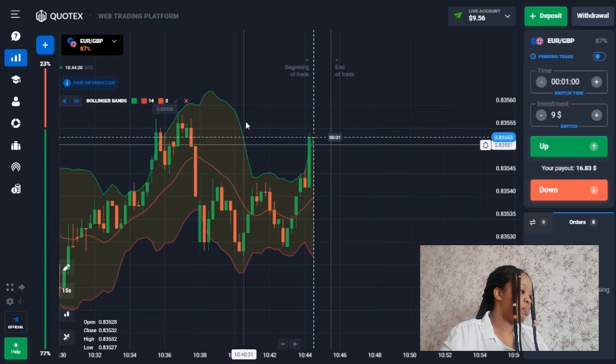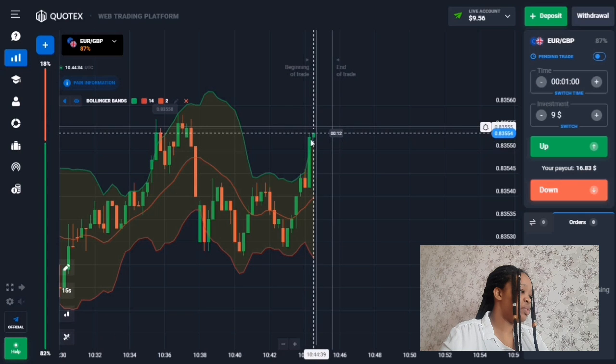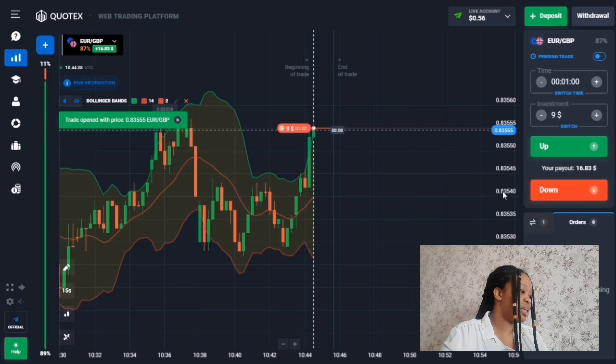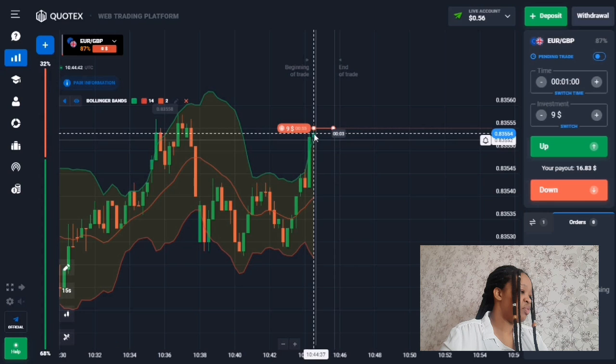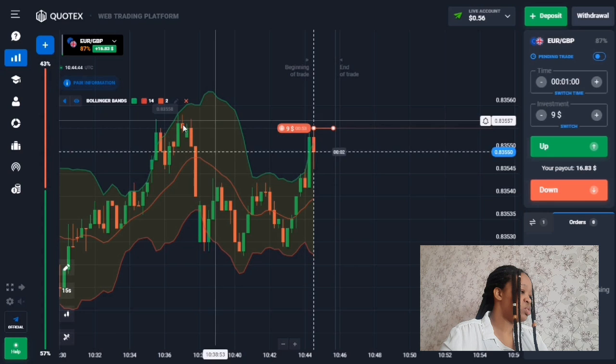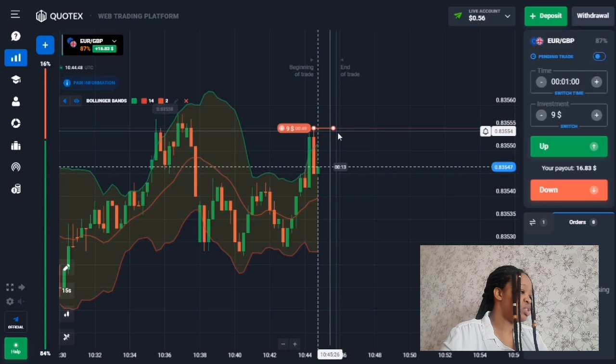Here you can see the price exited the indicator boundaries, and right now it's moving at the resistance level. So I've entered the market with a down trade for 1 minute because I expect a bounce down from the resistance line, which is also suggested by the indicator. So I'll wait for the results of this trade.